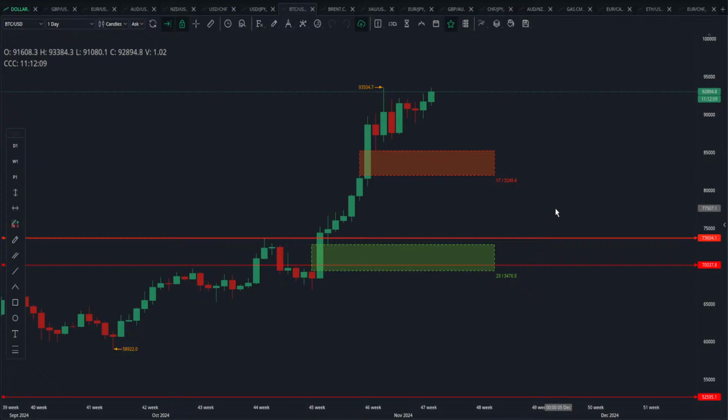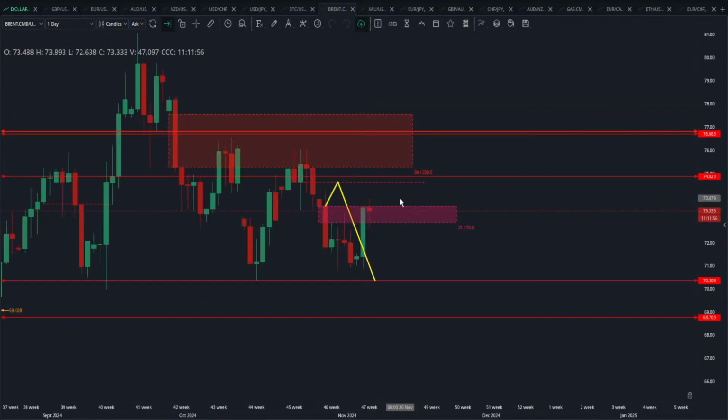What about the Bitcoin? Well, Bitcoin is still trading at approximately 92,900, and I think it will break out from this range today. Let's see. I have nothing to say about the Bitcoin. There's nothing.